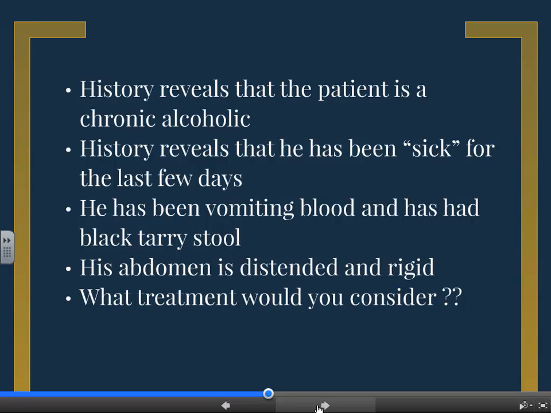All right. History reveals that the patient is a chronic alcoholic. History reveals that he has been sick for the last few days. He has been vomiting blood and has black tarry stool. His abdomen is distended and rigid. What treatment would you consider? You've got just about every one of the H's and T's in this scenario, don't you?